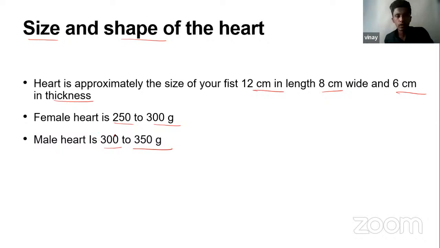You may be asked to choose the wrong statements or the right statements from those given below. In those statements also, these facts might be asked or given. They might give a statement like, the male heart is around 350 to 400 grams. So that's why these two statements are very necessary: the female heart is 250 to 300 grams and the male heart is 300 to 350 grams.